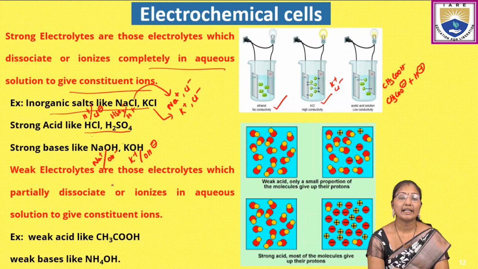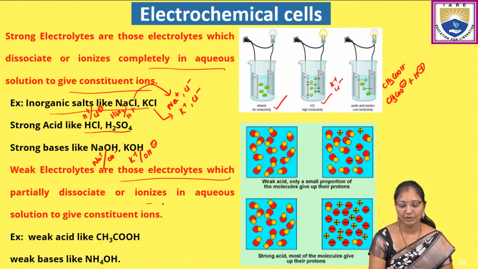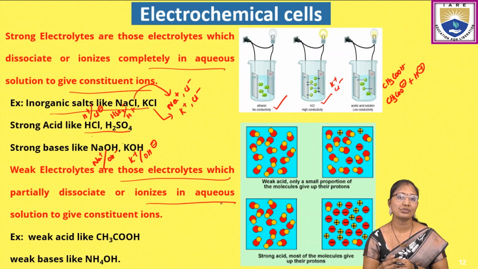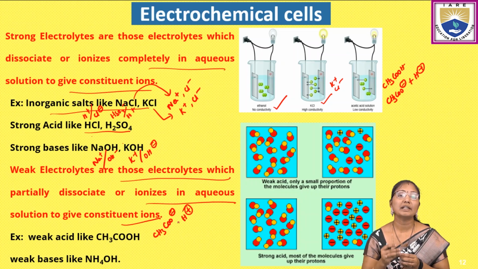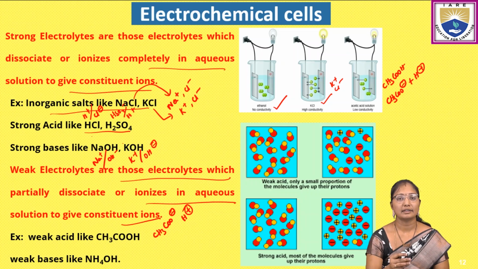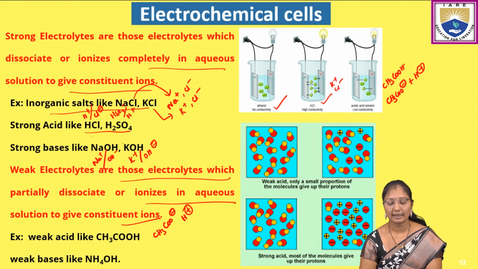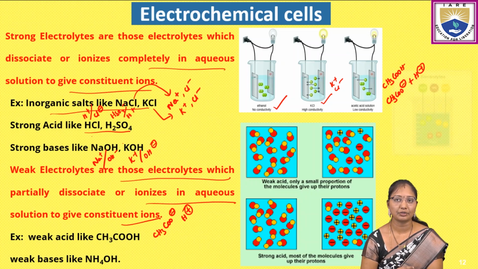Weak electrolytes are those electrolytes which partially dissociate and ionize in aqueous solution to give constituent ions. It splits into CH3COO minus and H plus ions. The ionization is very partial, so the electrical conductance will be less, and they come under the category of weak electrolytes.